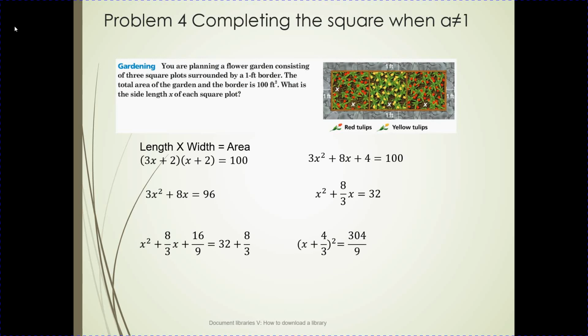Here, it will be easy to solve this equation by removing the square, by taking the square root of each side. Then you will get x plus 4 over 3 is equal to plus or minus the square root of 304 over 9. Simplify the expression. You can use a calculator finally. You will get x is equal to 4.81 or negative 7.14. So this is all about solving a quadratic equation using the completing the square method.